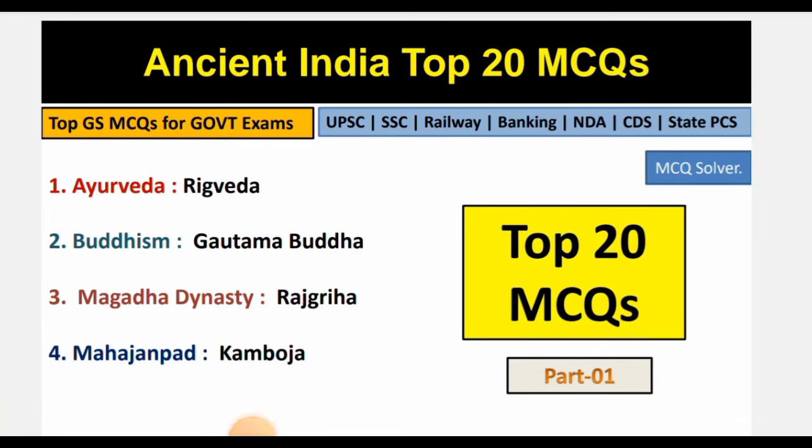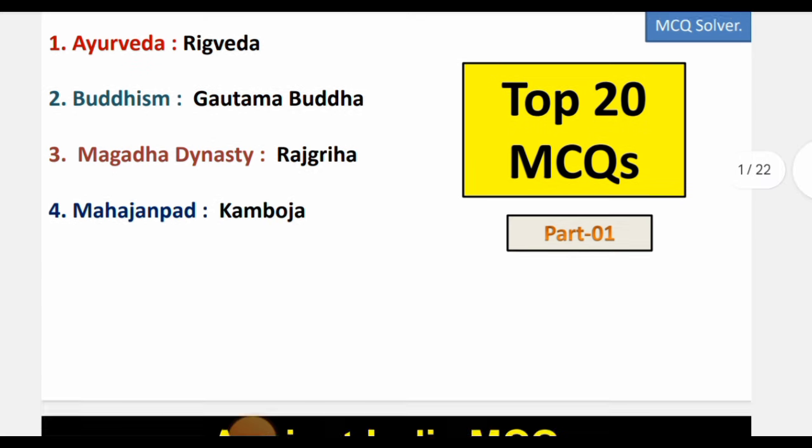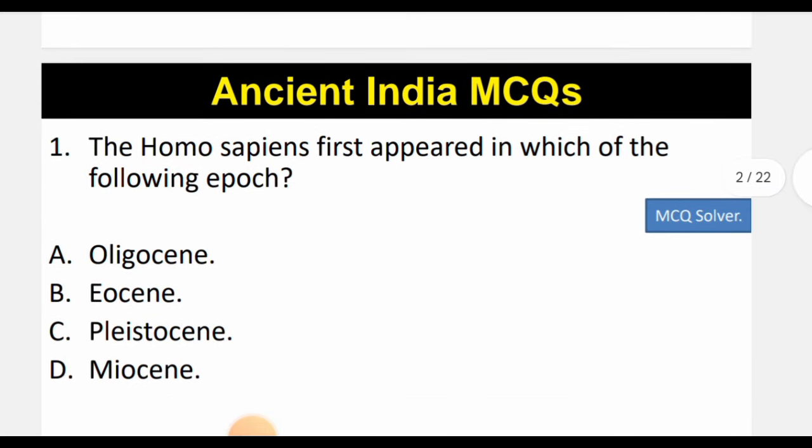In this video, we will look into Ancient India Top 20 MCQs. This is part 1 of the video. So let's start with question number 1. Question number 1, the Homo sapiens first appeared in which of the following epochs?